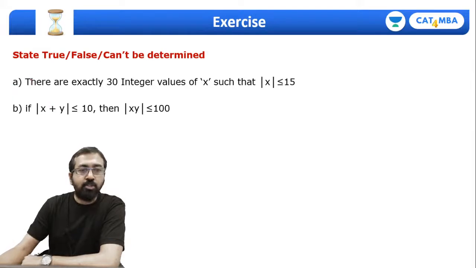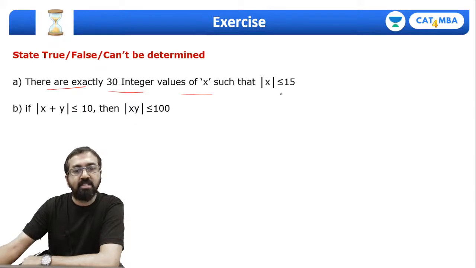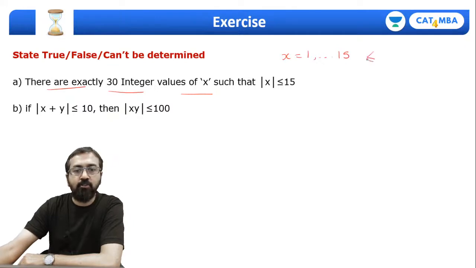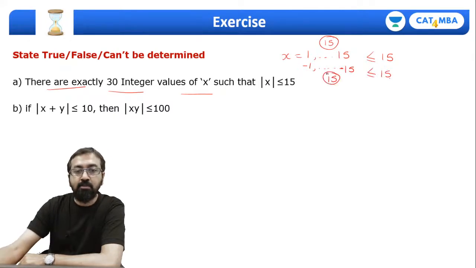You just need to tell me whether it's true or false. There are exactly 30 integer values of x such that mod of x is less than or equal to 15. Are there 30 values which satisfy this relationship? Guys, check that. Can I say if I take x equal to 1, 2, 3, 4 up to 15, the modulus of that will always be less than or equal to 15? So these are 15 values. Same way, if I take minus 1, minus 2, minus 3 up to minus 15, again the modulus of this will always be less than or equal to 15. So again these are 15 more numbers, so total 30. Can I say there are 30 numbers?